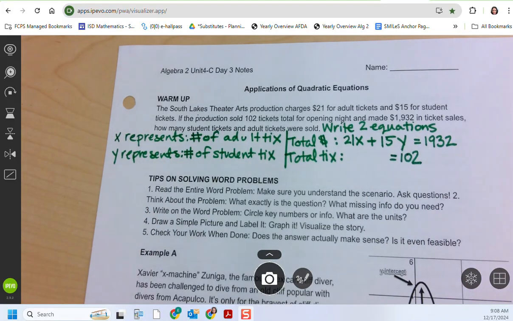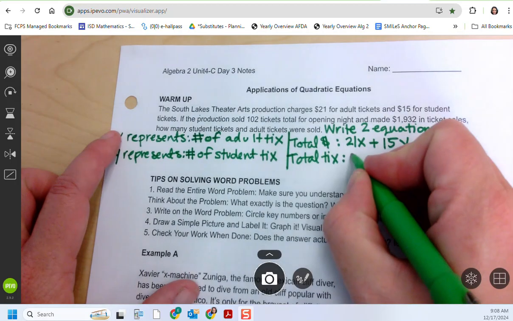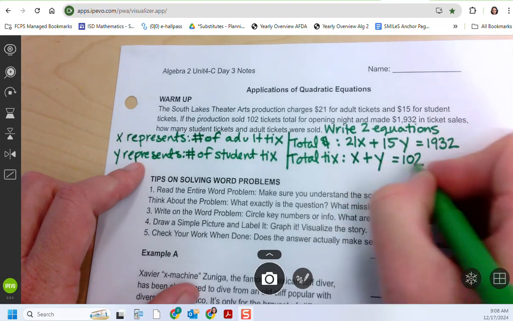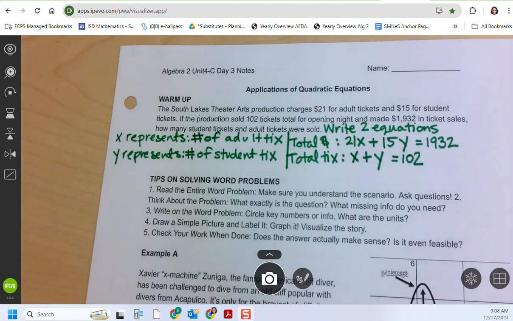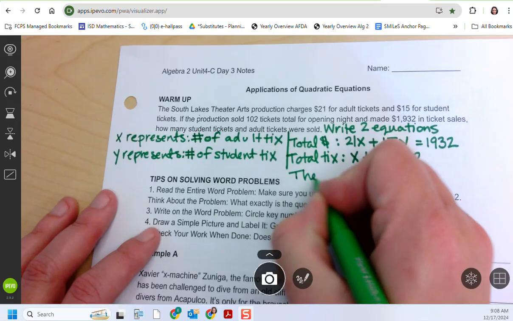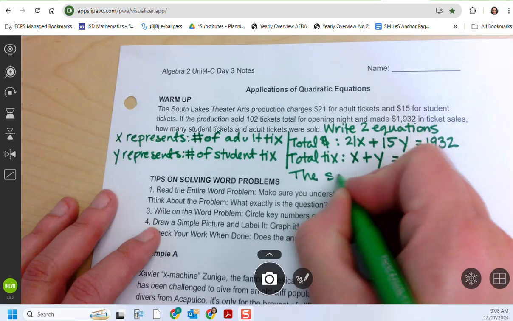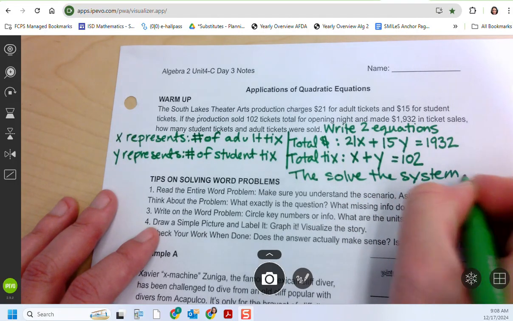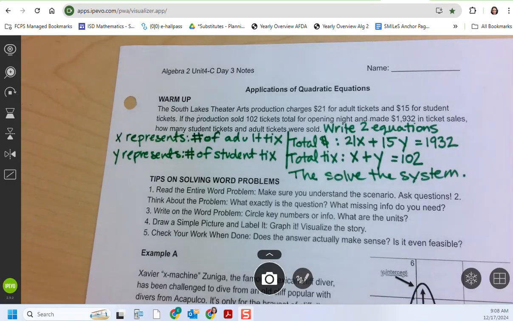Now, we don't know how many adult tickets there are, right? But adult tickets are represented with which variable? Yeah, the x. Okay, so the adult tickets x plus the student tickets y equals our total tickets 102. Now, we're not going to solve now, but we do know you would solve the system. So you do need to know how to set up a word problem like that, and then you'll solve it.